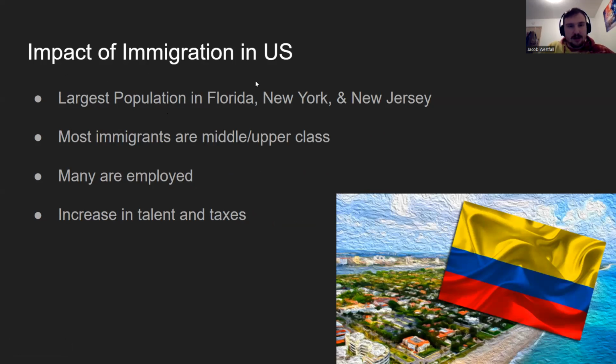So the impact of immigration on the United States: most Colombian immigrants are in Florida, and then New York and New Jersey after that. Most immigrants, especially in the 80s and 90s, were middle or upper class. So they came over, they had education, they had skills to provide the United States. And so many Colombian immigrants are actually employed.